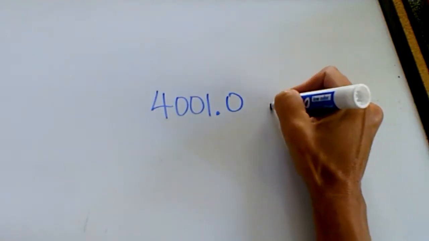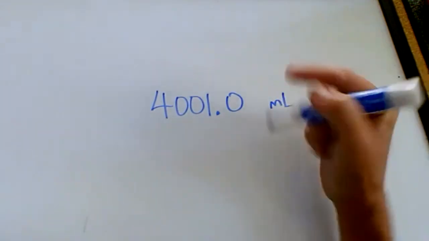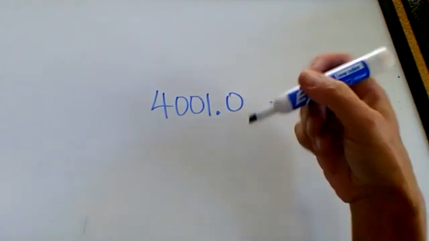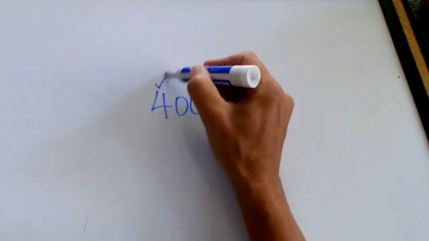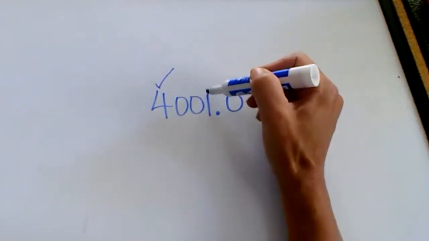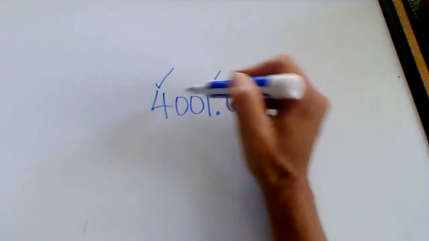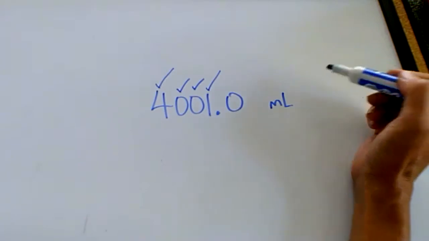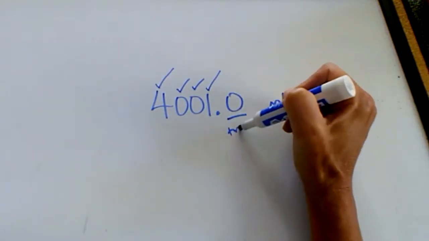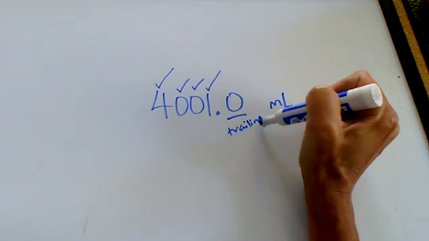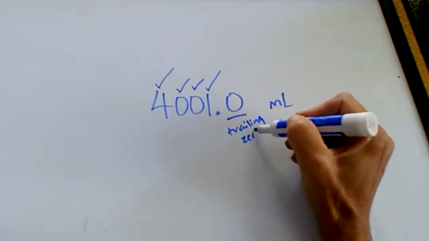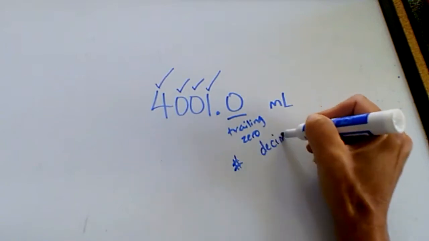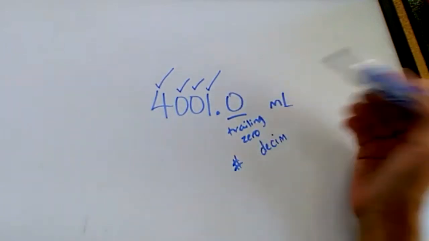Let's do 4,001.0 milliliters. Now this is a different story. This looks good. Is this significant? Yeah, it's a number. Oh, look, here's another number. It's significant. Therefore, the zeros in between are definitely significant, right? And here's another trailing 0. Trailing 0, right? So if there's both a number and a decimal anywhere in front of it, then it's significant.